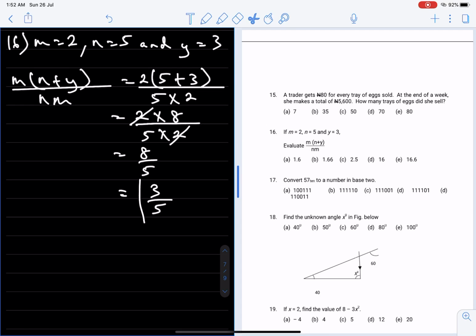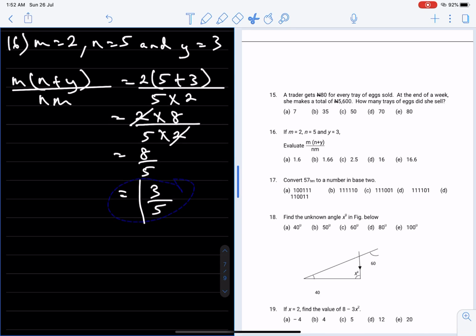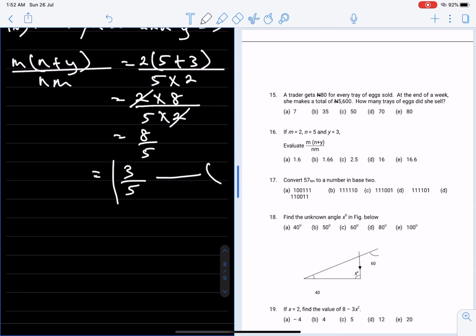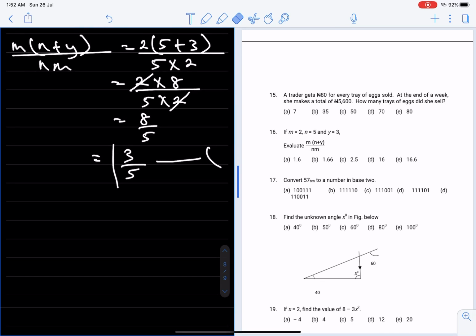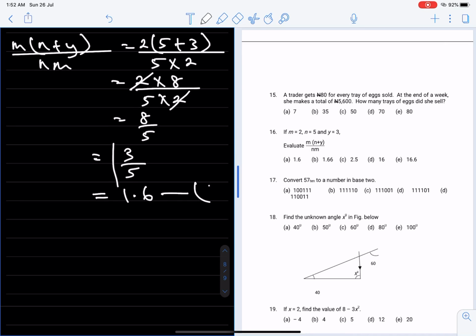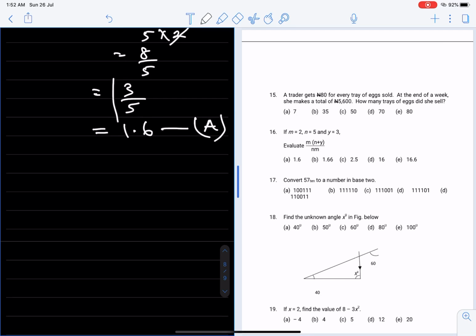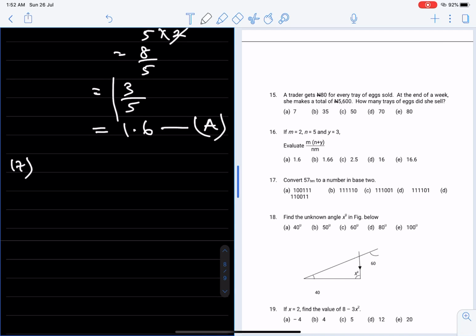And let's see what's the correct option. The correct option is 1 and 3 over 5. Well, the answers are given as decimals, so I'm writing this as a decimal fraction too, and that's equal to 1.6. The correct option is A. Now to the next, number 17.